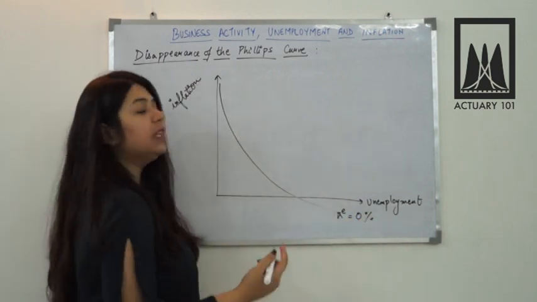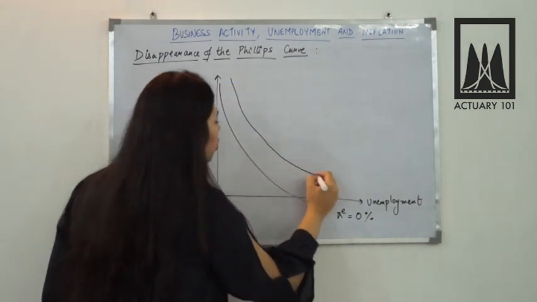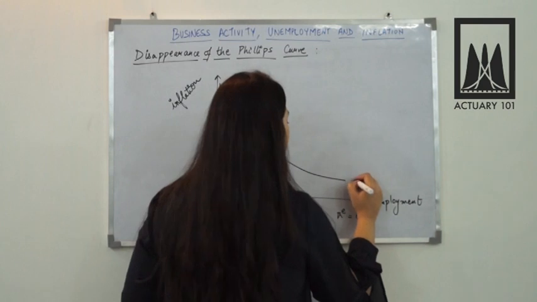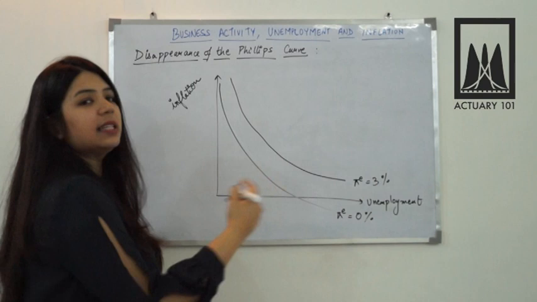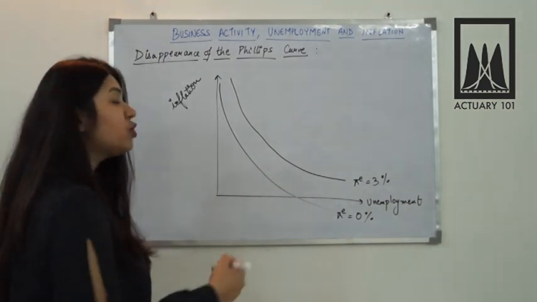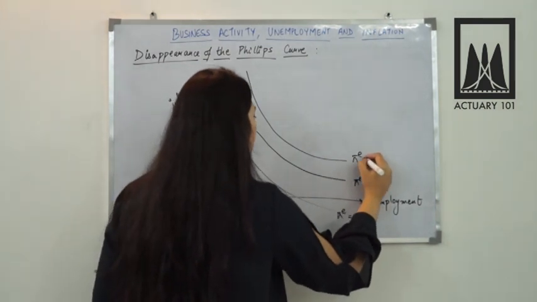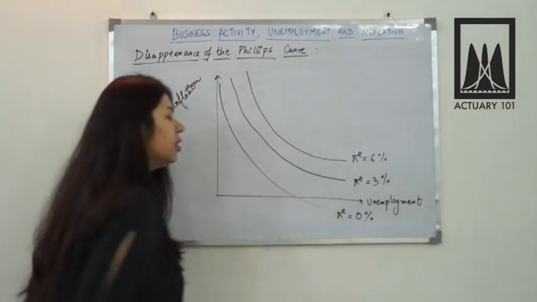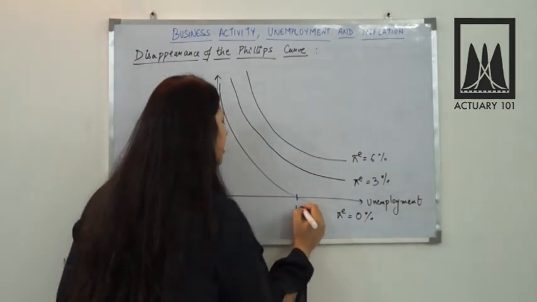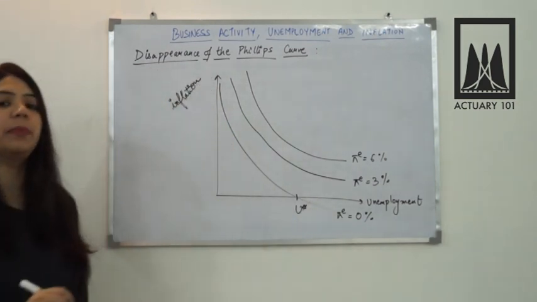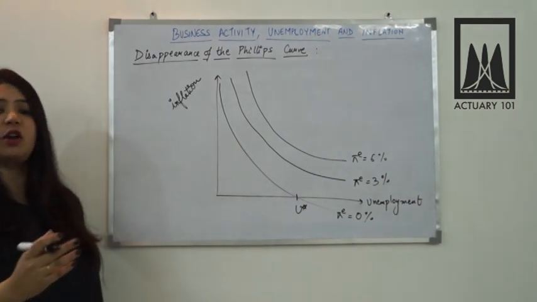So, if expected inflation rises to 3%, then the Phillips curve is going to shift outward. Let's say this is my new Phillips curve with expected inflation as 3%. Now, again, let's say that the expected inflation increases to 6%, say. So, the Phillips curve again shifts outward and becomes something here. Now, let's assume that this is the point where there is full employment. So, basically, there is no unemployment or only the equilibrium level of unemployment.